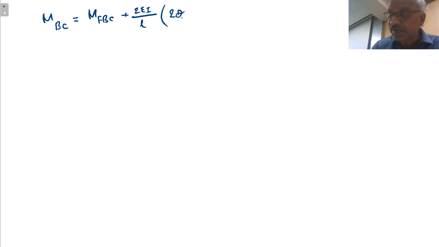Now MBC equal to M of BC. Here I will go a little fast. I have taken two problems, therefore it takes more time. Now on the same lines you can do it. 2EI by L into 2 theta B plus theta C plus 3 delta by L. This is the general formula for the span BC.